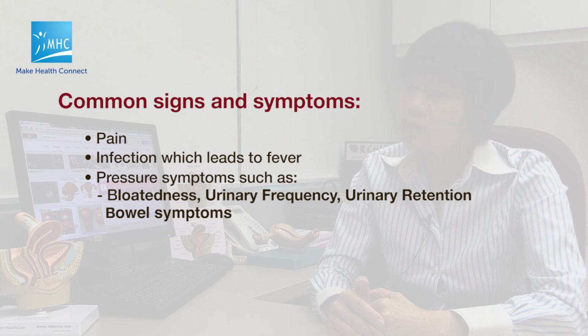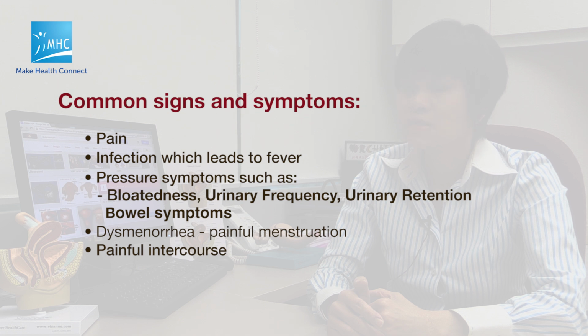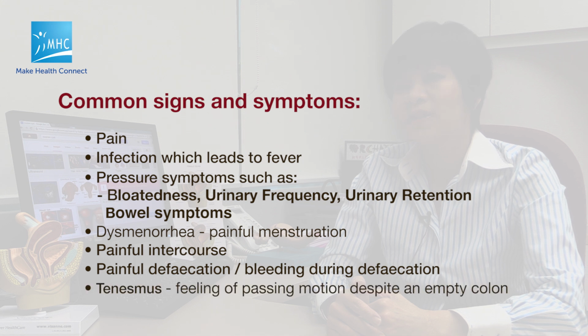Now, in this category of the endometriotic cyst, patients usually present with dysmenorrhea, which is painful menstruation. They can also have painful intercourse because there are deposits of the endometriosis at the back of the uterus, and sometimes they even have deposits at the rectum or the sigmoid colon, which are the intestines adjacent to it. So therefore, they can present with symptoms of painful defecation, bleeding during defecation. And they also have a sensation that they want to pass motion, but they are unable to do so during menstruation, and this is what we call a tenesmus.